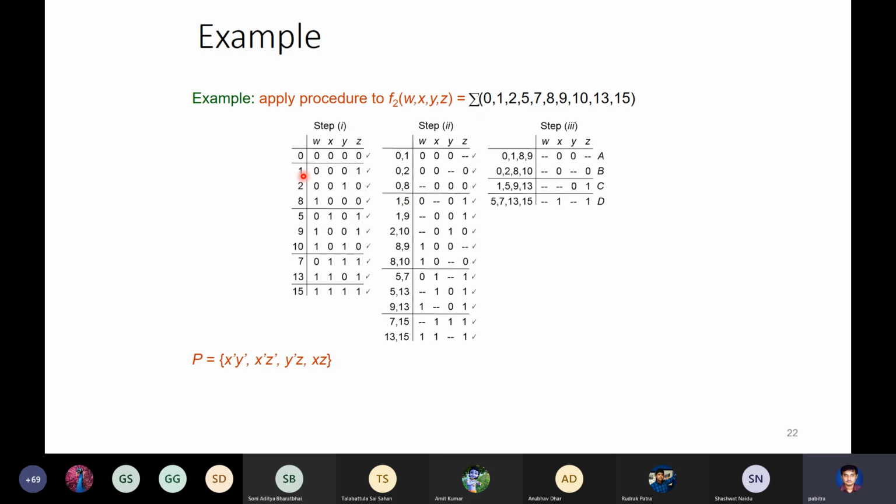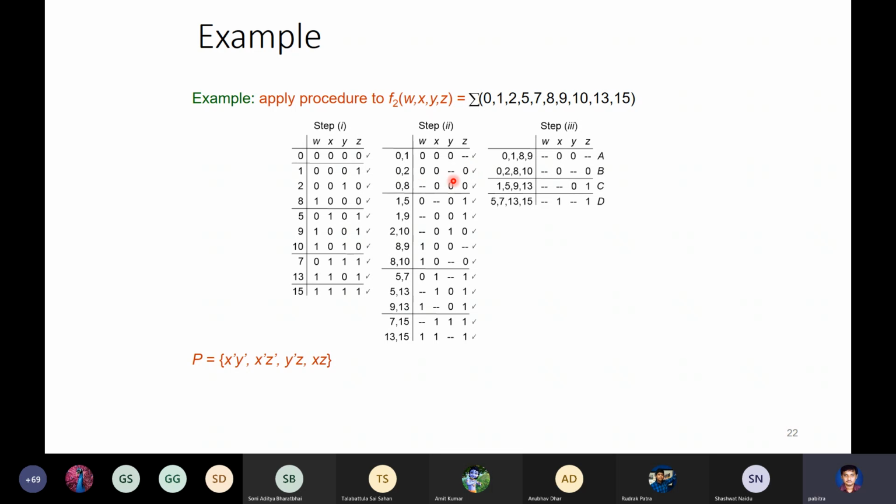These minterms 0, 1, 2, 8, if they appear in any of the matching pairs, I check them. I put a tick mark on them. And for each of these matching pairs, I write down the W, X, Y, Z variables in the following way: only the variable in which they differ, I put a hyphen there, and the rest I put whatever value was there. Okay, so for 0 and 1, W, X, Y was 0, 0, 0. In Z they differed, so I put a hyphen in Z.